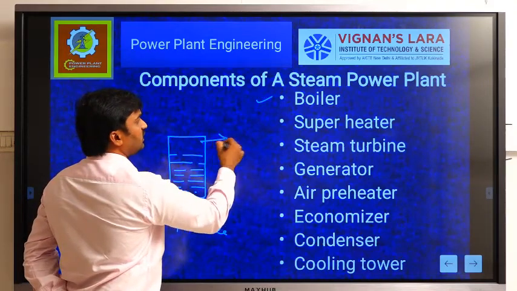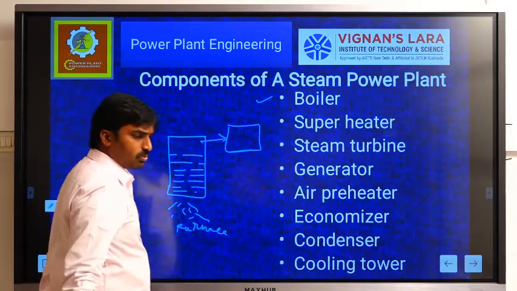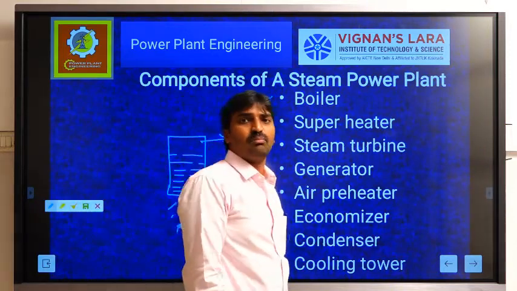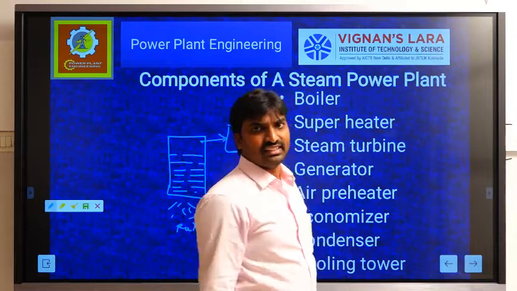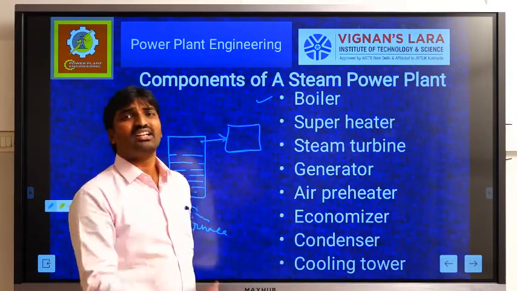Okay, and the next thing is the superheater. The boiling point of water is 100 degrees centigrade. We are supplying a temperature of 120 degrees centigrade. At that point, the liquid water is converted into steam, but it still has some water content.